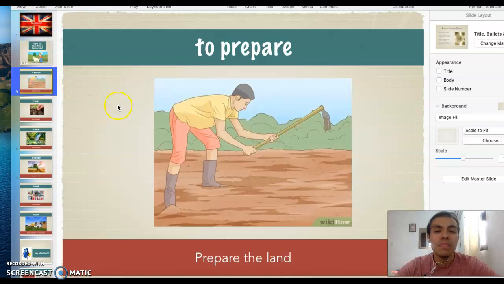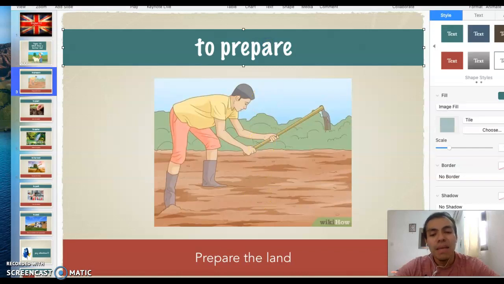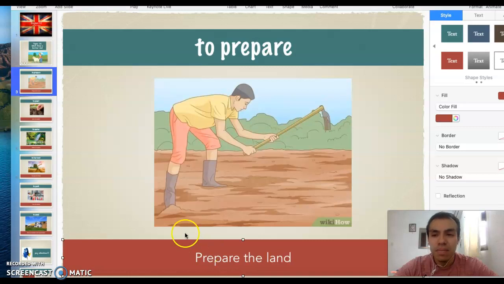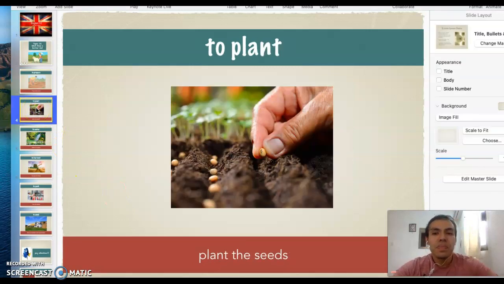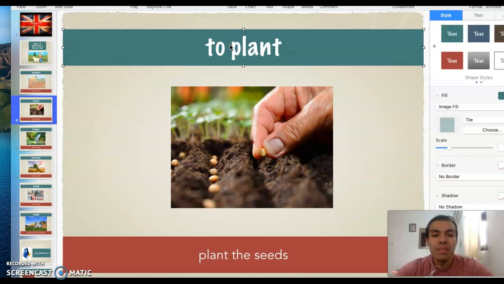Verb number 1. To prepare. Repeat, to prepare. Example, prepare the land. Okay. Verb number 2, to plant. Repeat, to plant. Example, plant the seeds.